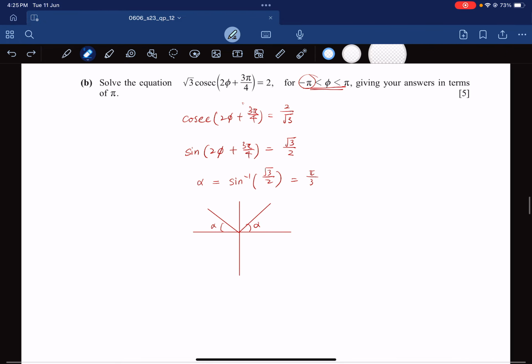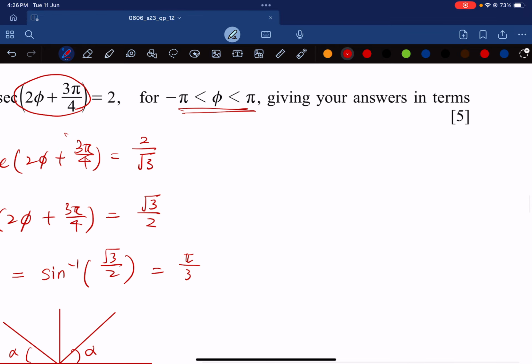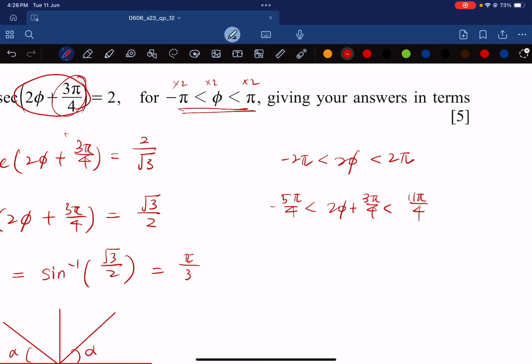Okay, so within negative pi to pi, it would be, which means that now we need to find out the region of this thing, right? So 2 phi times 2, 2 phi is greater than negative 2 pi, less than 2 pi, plus 3 over 4, so 2 pi plus 3 pi over 4, it would be 11 pi over 4, and then this would be plus negative 8 plus 3, negative 5 pi over 4.